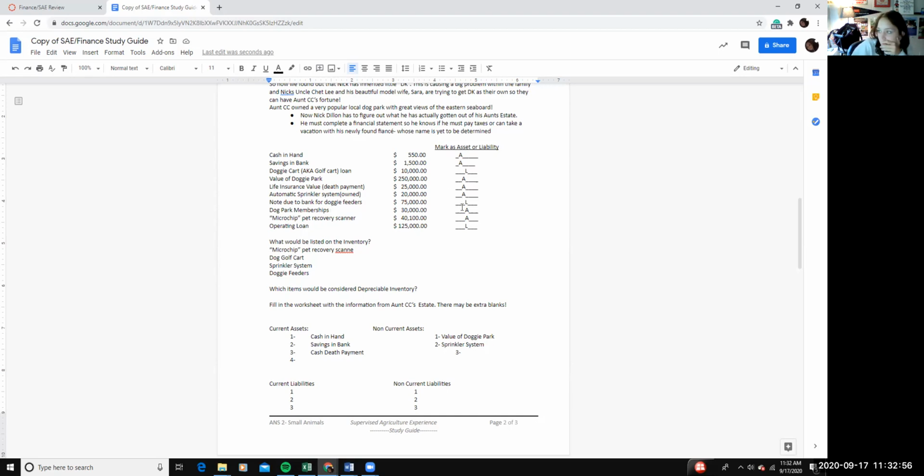And then dog park memberships, that would be something they're paying, so that could be converted to cash from the bank, so that would be a current asset. And then your microchip pet recovery scanner would be a non-current.